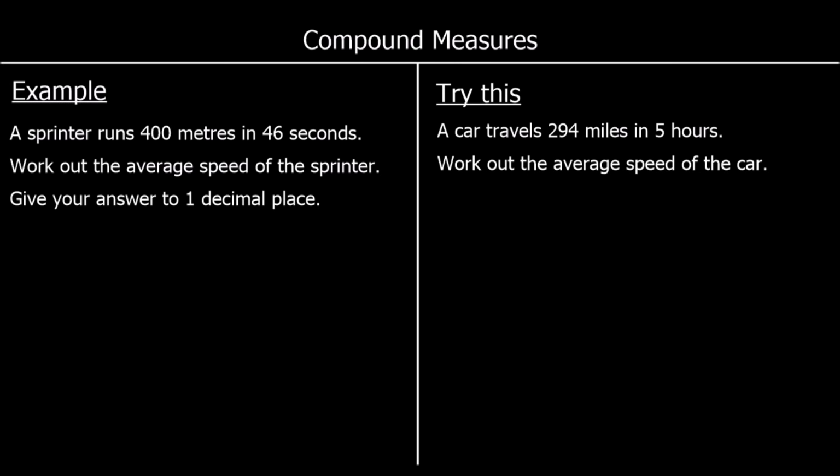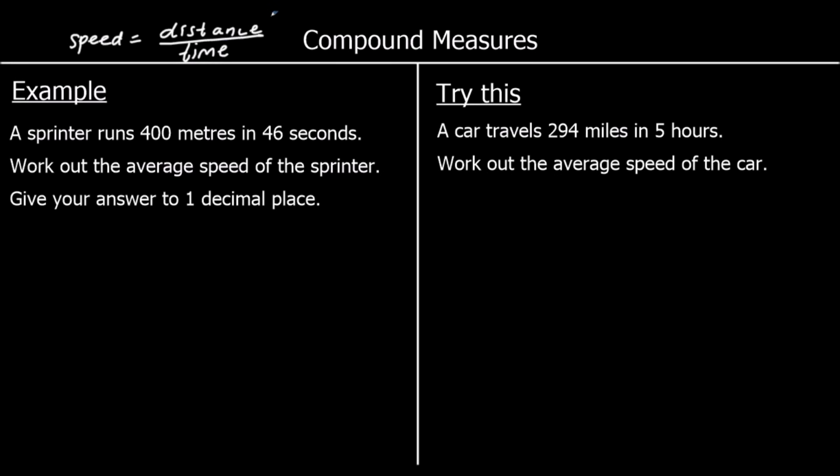A compound measure is a measure that's formed using other measures. An example of this is speed. Speed is distance divided by time. So we need to remember that speed equals distance over time.